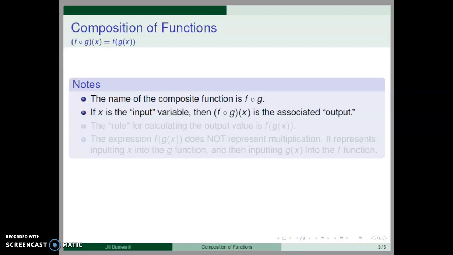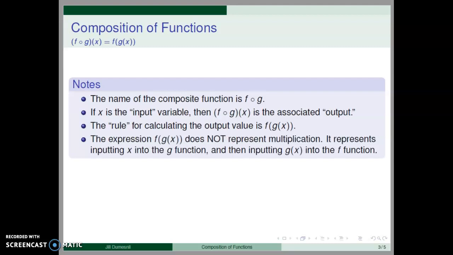If x is the input variable, then f(g(x)), or (f∘g)(x), is the associated output value. The rule for calculating the output value is f(g(x)). That is, first we compute g(x), and then input that value into the f function. The expression f(g(x)) does not represent multiplication. We have to interpret this as composition of functions from the context of the discussion.